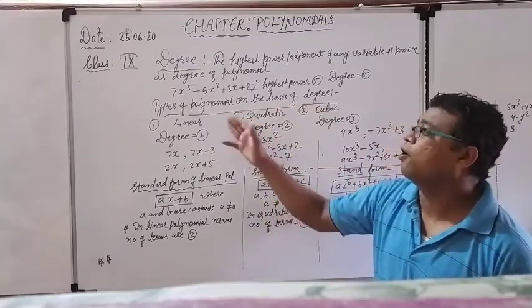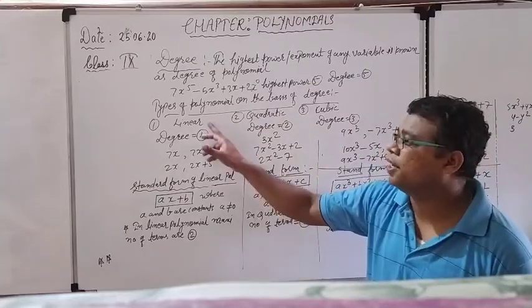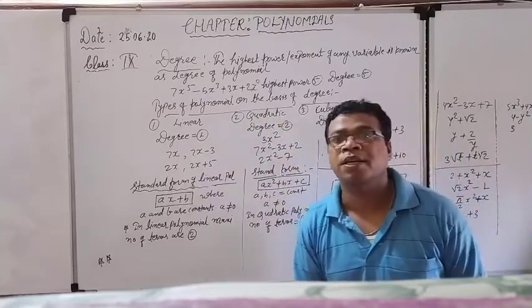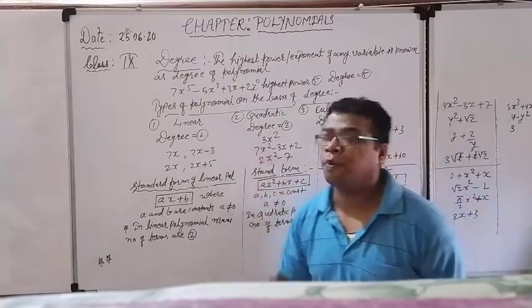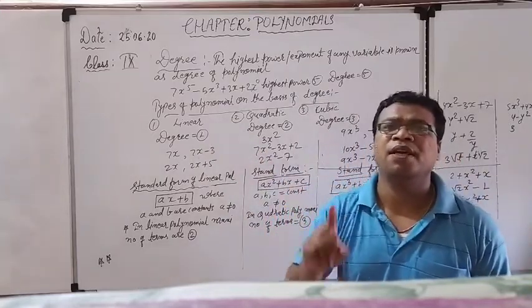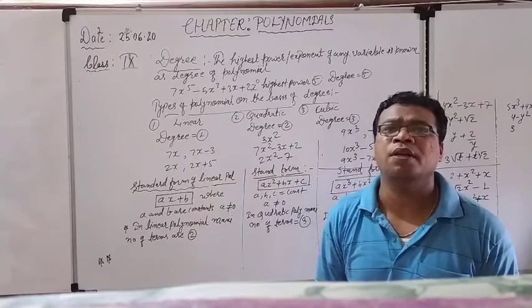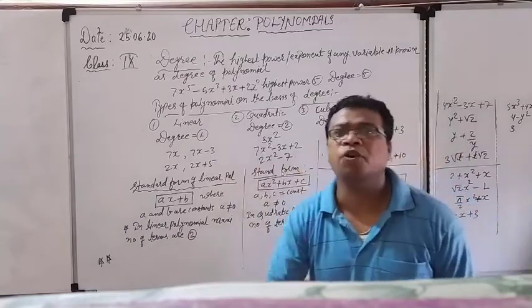So see here, according to the degree, there are 3 types of polynomial. First is the linear polynomial, second is the quadratic polynomial, third is the cubic polynomial. What is a linear polynomial? Very easy. If the degree of an algebraic expression is 1, if the highest power of the variable is 1, it is known as a linear polynomial.